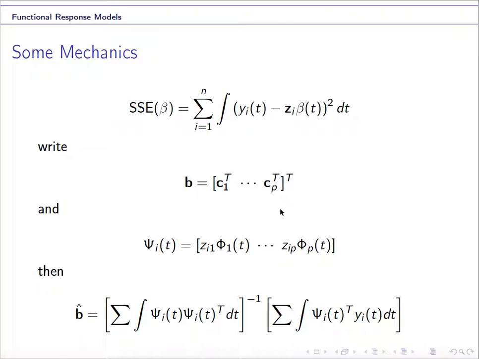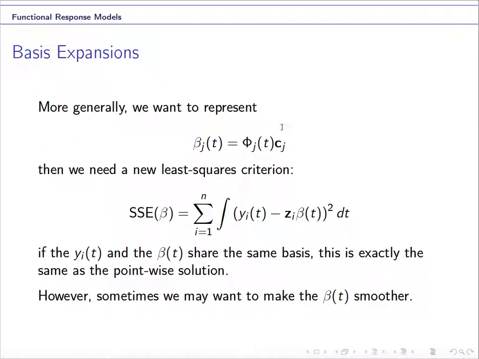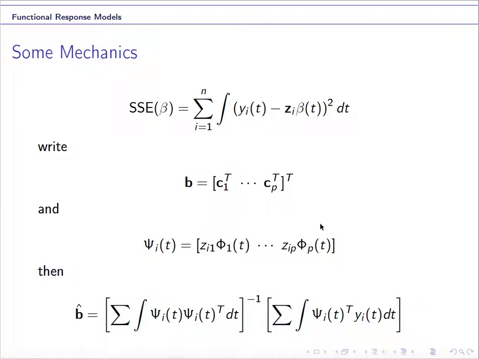So before we add in the roughness penalty, I also want to show you some of the algebra to estimate the basis coefficients. Suppose we can represent this beta of t as a linear combination of the basis functions, like beta j of t equal to phi j of t times cj. Because the basis functions are selected by us, we know this is phi j of t. So we can combine phi j of t with zj here, right? And we will just leave cj there.